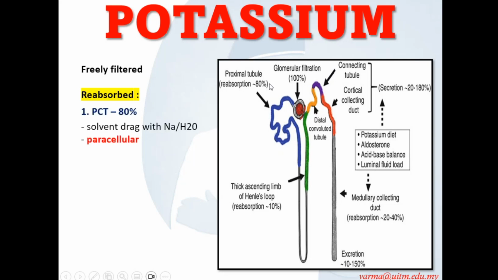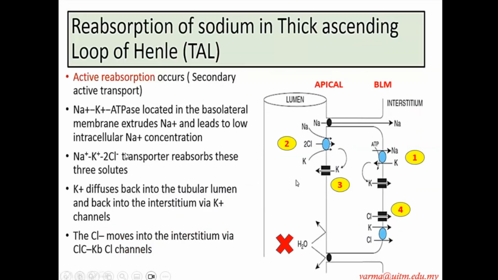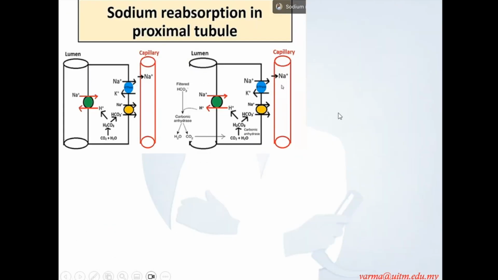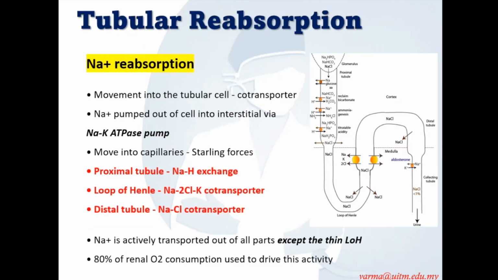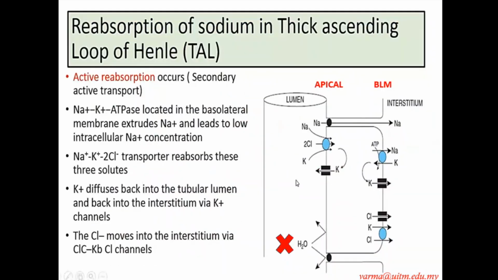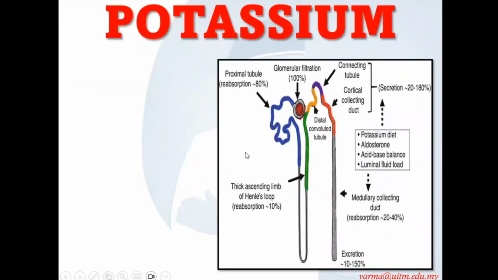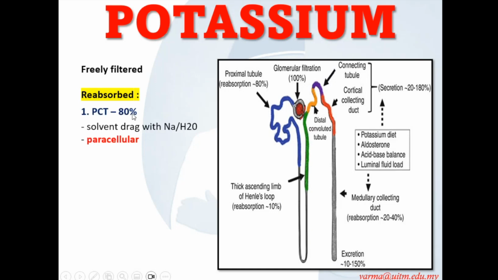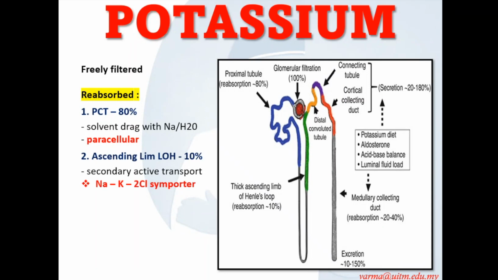So in the PCT, 80% is reabsorbed by solvent drag, as I mentioned earlier. It is solvent drag with sodium and water via a paracellular mechanism. What we mean by paracellular is between the cells. This paracellular mechanism is 100% diffusion down the concentration gradient. So it is reabsorbed in the PCT, 80%, via a solvent drag mechanism with sodium and water, by paracellular diffusion down the concentration gradient.